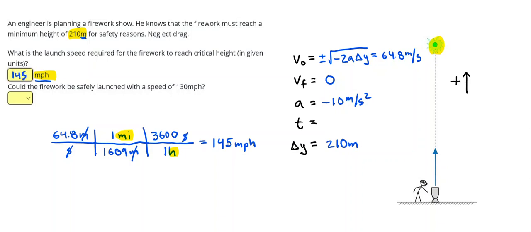Alright, so then it asked me, could the firework be safely launched with a speed of 130 miles per hour? Alright, so let's think about this one. It says the firework must reach a minimum height of 210 meters. We want this firework to explode as high as possible, or at least 210 meters off the ground to be safe. So going up higher would be safer. So I can launch it 140 miles per hour or faster. That would be good. 130 miles per hour is not going to be good enough. That firework's going to end up exploding too low. So that is no on that one.